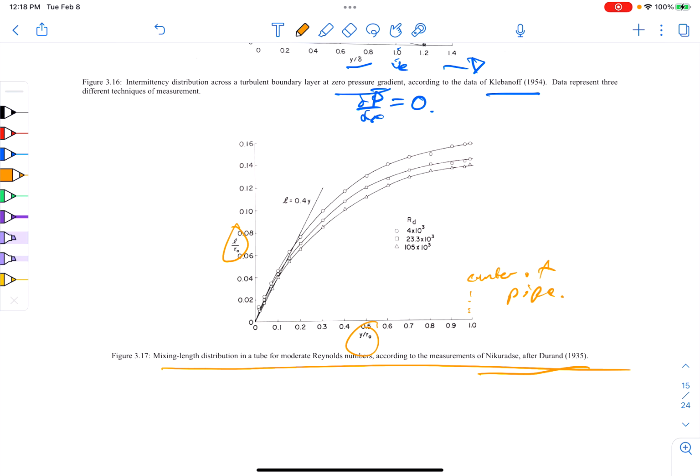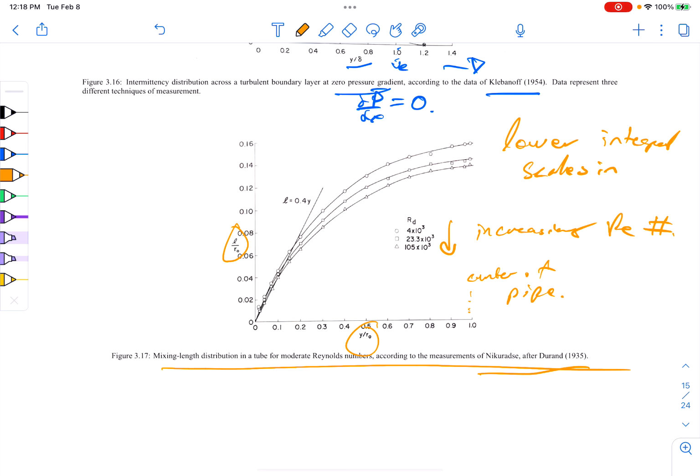You can see near the wall, almost for increasing Reynolds number, we're actually getting lower integral scales in the center of the pipe, and that's actually totally non-intuitive. But you see that these Reynolds numbers are extremely small. The smallest one is 4 times 10 to the third. It's higher than the critical Reynolds number, certainly, of the flow, but it's a very low Reynolds number flow.